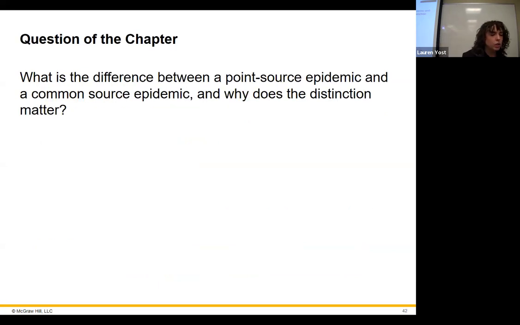So here is our little question of the chapter, which is: what is the difference between a point source epidemic and a common source epidemic? And why does that distinction matter? Remember, point source is one source, everybody getting sick all at that one time during that one exposure. And then the other one could be one source, but over time, like the cholera thing.